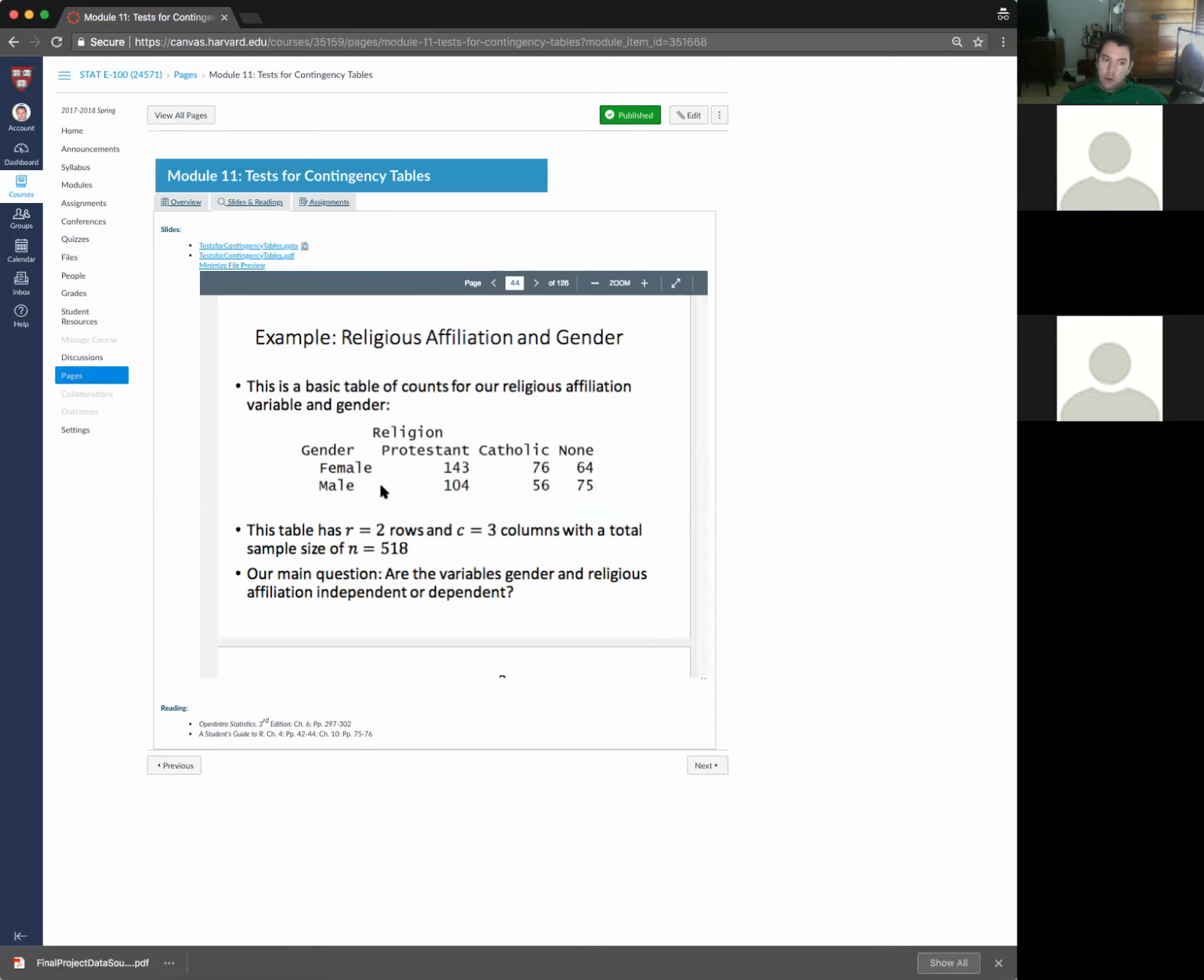And the rows, right? It has 2 rows, females and male, and it has 3 columns, Protestant, Catholic, and none. And we said the total sample size was 518. And the question is, are the variables gender and religious affiliation independent or dependent, right?